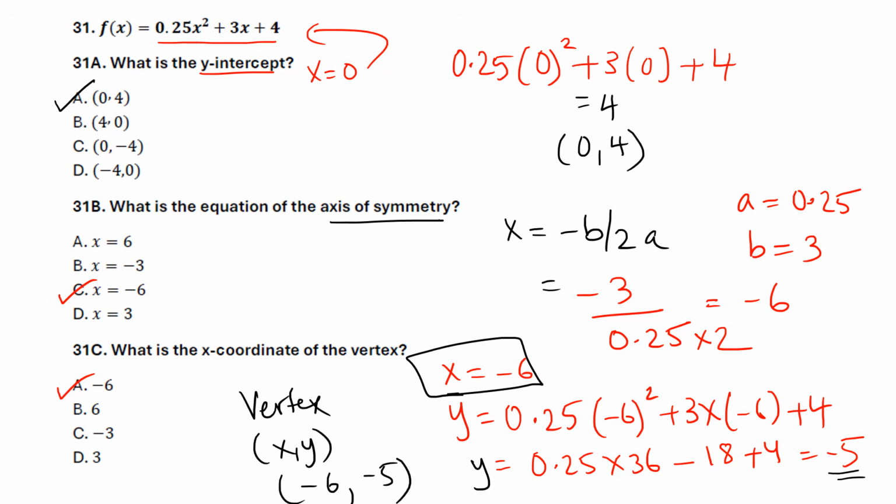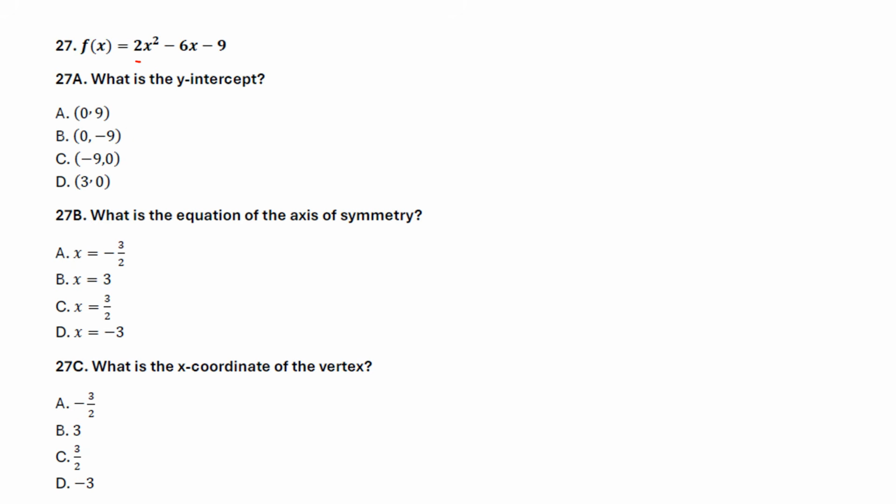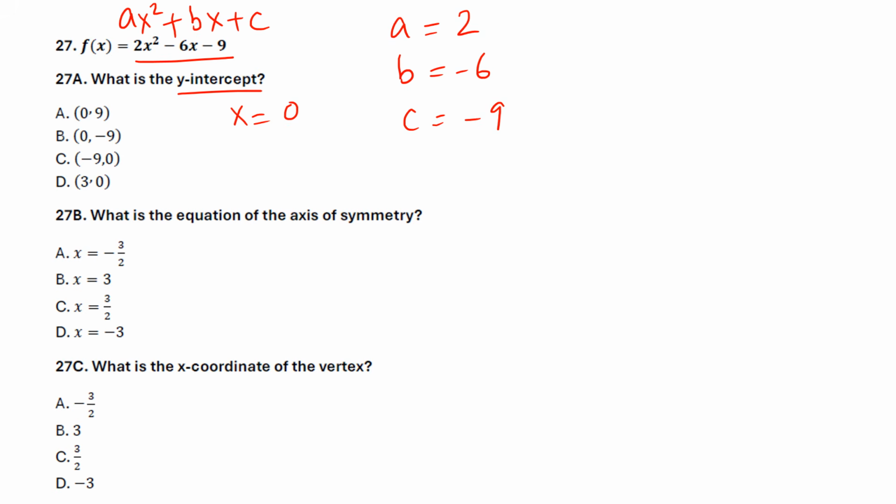Let's do one more. Okay, so this is the equation given. You compare it with ax² + bx + c, and get your a, b, c. A is 2, b is minus 6 and c is minus 9. Now for the y-intercept you put x as 0. When you put x as 0, only minus 9 is left. So y is minus 9, so the point x comma y is 0 comma minus 9.